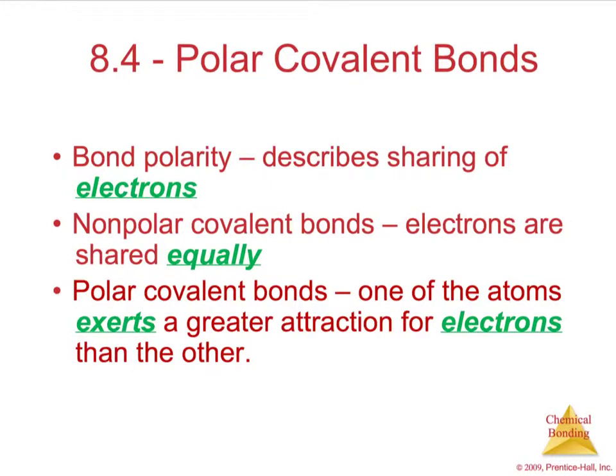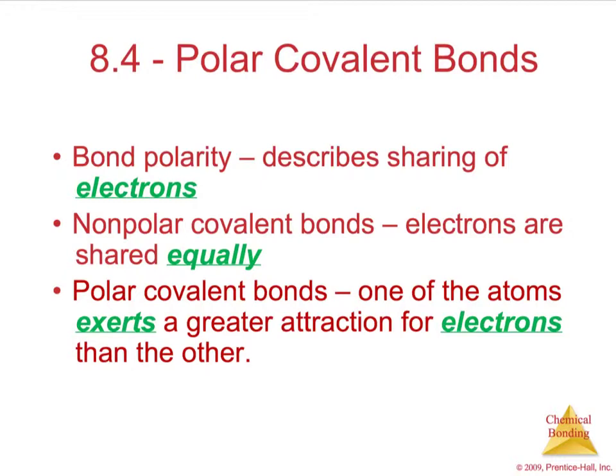So before we continue on, I want to clarify a couple terms. The first one is bond polarity. When we talk about bond polarity, this is talking about the whole concept of sharing electrons. Nonpolar covalent bonds are when our electrons are being shared equally. Nonpolar means that there's not going to be a charged end, polar meaning charged. So nonpolar means that there's not a charge on either side, so everything's being shared equally, as in the case of the fluorine atoms.